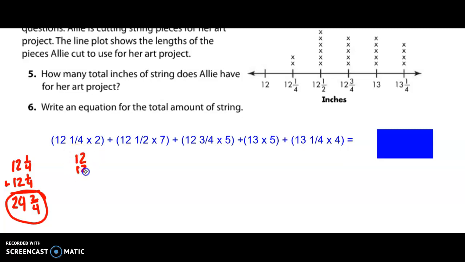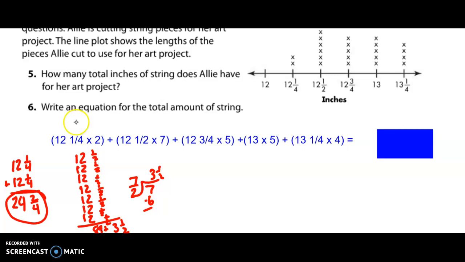Okay, so 12, 12, 12, 7. Okay, and then I have a half each time. Okay, so what's going to happen is, oh, I can't fit that. Okay, so I have 1 half, 2 halves, 3 halves, 4 halves, 5 halves, 6 halves, 7 halves. So 7 halves is equal to 3.5. So on this side, I have 3.5, and 12 times 7 is 84. So I have 84 plus 3.5. So the answer for this one is 87 and a half.